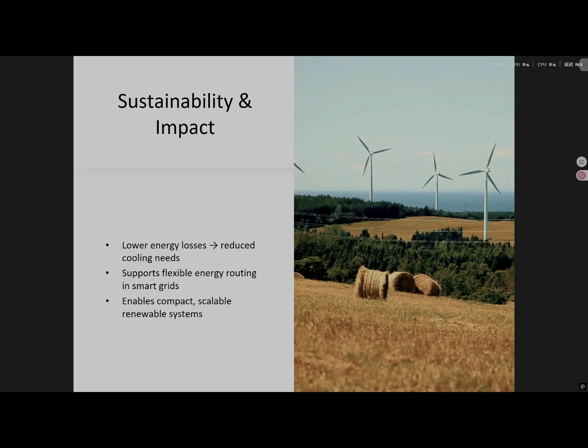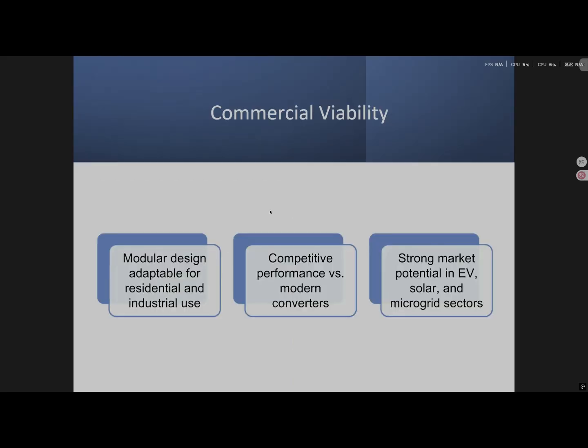Higher efficiency means less wasted energy and less cooling hardware. The design can route energy flexibly between, for example, solar, a battery, and the load, and it can be built as a compact, scalable module for renewable systems. Because the design is modular, it can be used in both residential and industrial settings. Its performance is competitive with commercial converters. This maps to real markets: EV power electronics, solar plus storage, and microgrids.